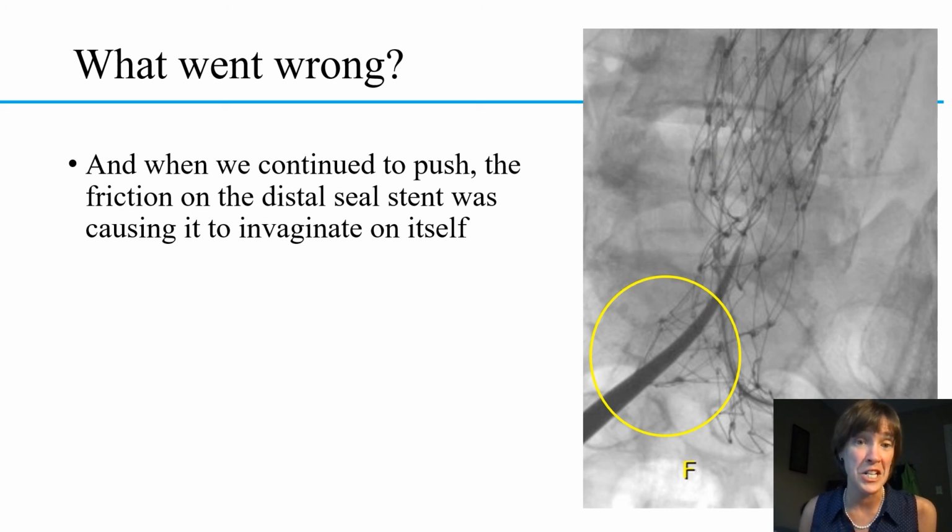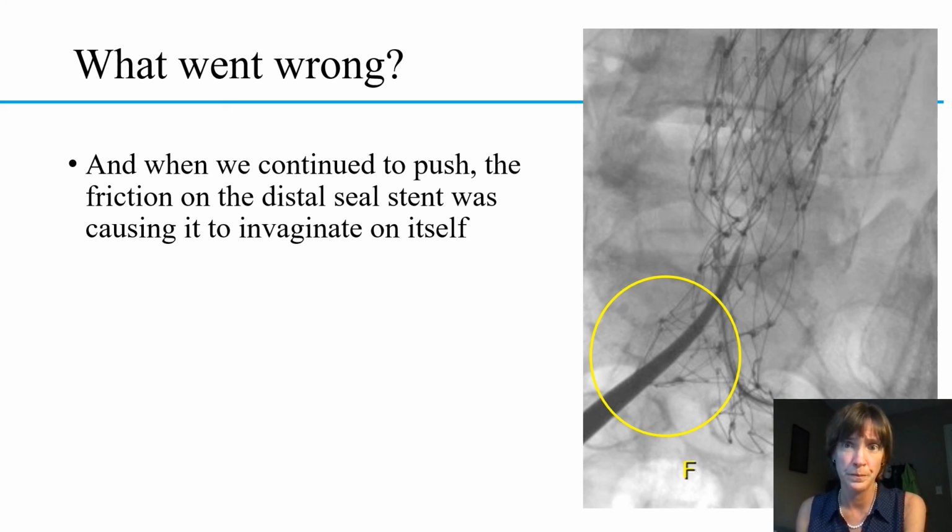So as we continued to push, again, just trying to be a bit more aggressive, we saw that the friction on the distal seal stent was now causing it to invaginate on itself. So at some point we felt as though we had a higher likelihood that we were going to make him worse instead of better, and that we really needed to change our strategy. There were a couple of points in time when the anesthesia team was concerned that we had perhaps ruptured the iliac, so we did take some pictures to confirm that we hadn't done that, but we did understand that we had the potential to make this patient worse without actually treating his aneurysm.